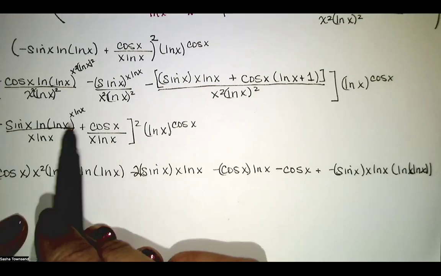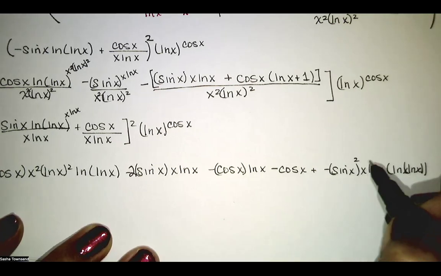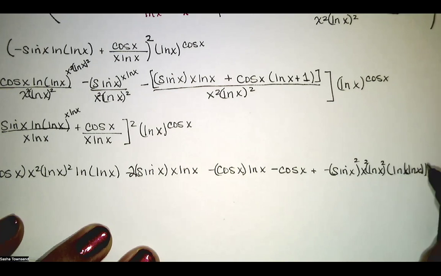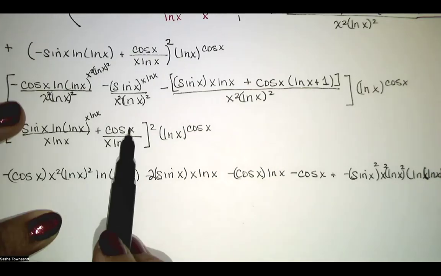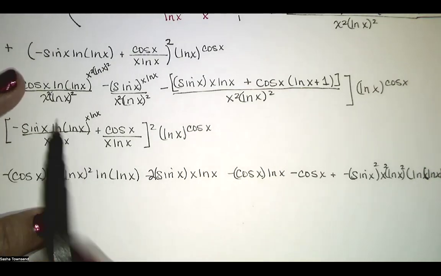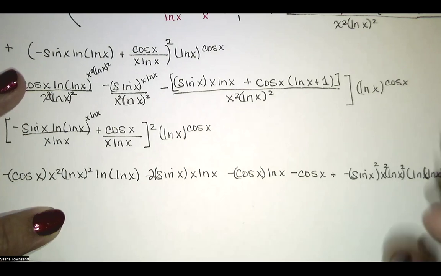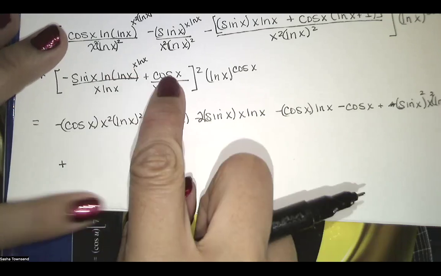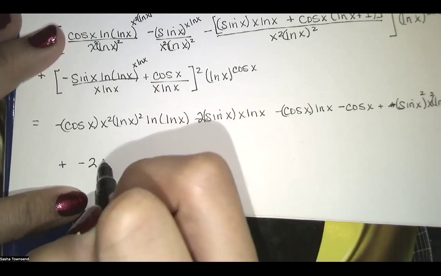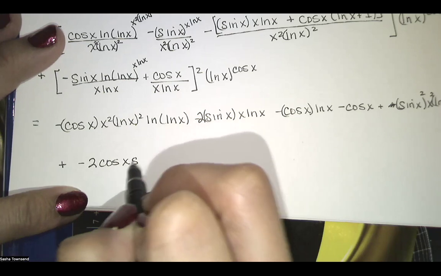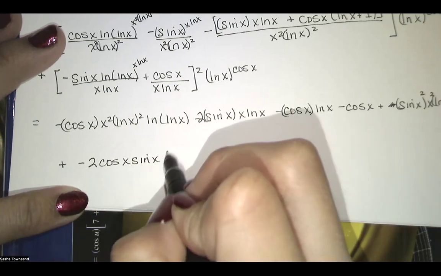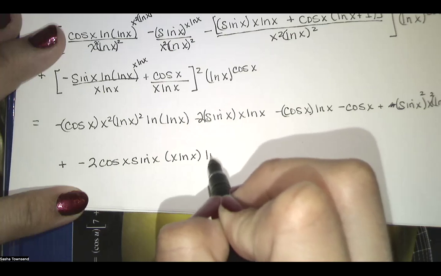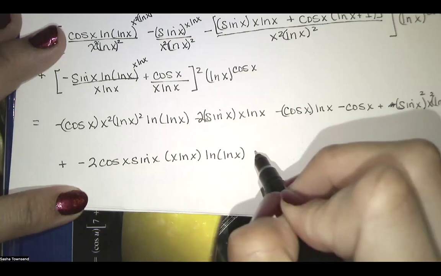If I square this expression, I'm going to have that squared in the numerator. So I'll square that, square that, square that, and square that. And then it's going to be an a plus b quantity squared in that numerator, essentially. So by an a plus b quantity squared, we get a squared plus 2ab plus b squared. And that has 2 times this times this. So I have negative 2 times cosine of x times sine of x times x natural log of x times natural log of x, plus b squared, which is cosine squared x.